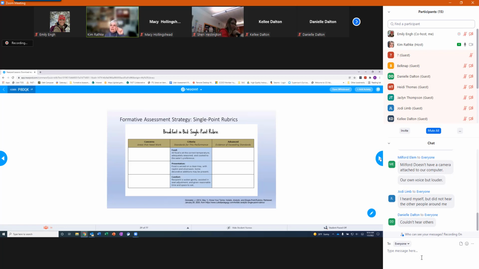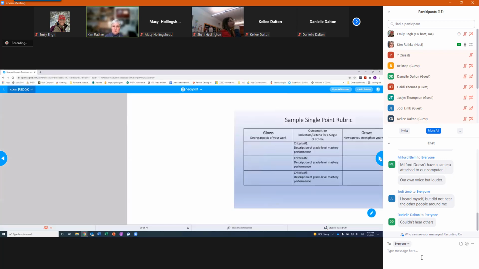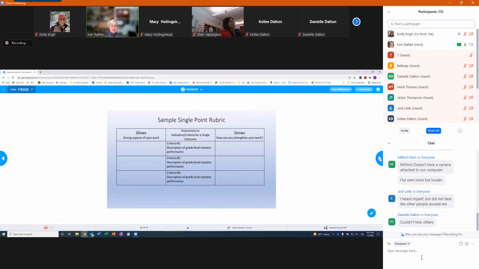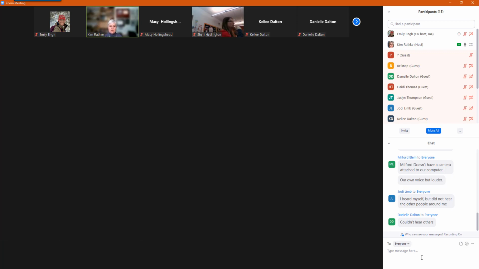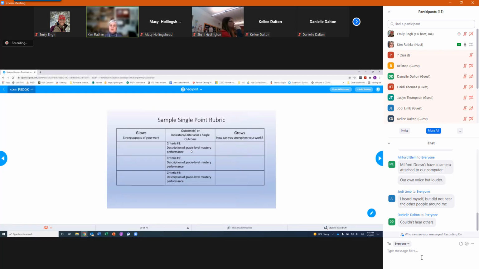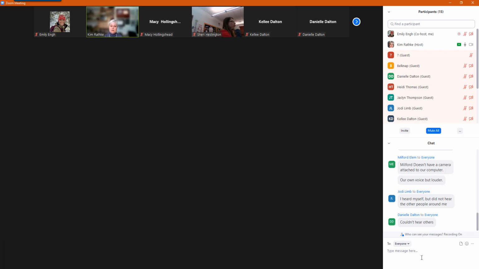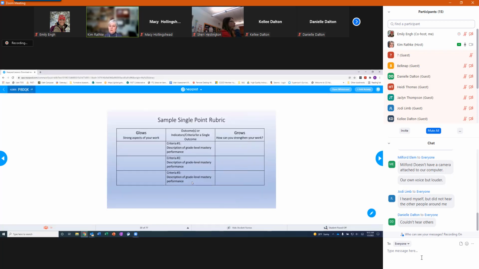If you just have them list in the middle what the criteria was, real briefly, like food, presentation, comfort. They don't have to know all this. You may be showing that, but you know what you assigned, and then they write down what they wanted to look at. So an example of one, like you can do it with glows and grows, strong aspects of your work, or how can you strengthen your work? So the outcome or the indicators, like a description of grade level mastery. And if you notice, I gave 3 criteria.